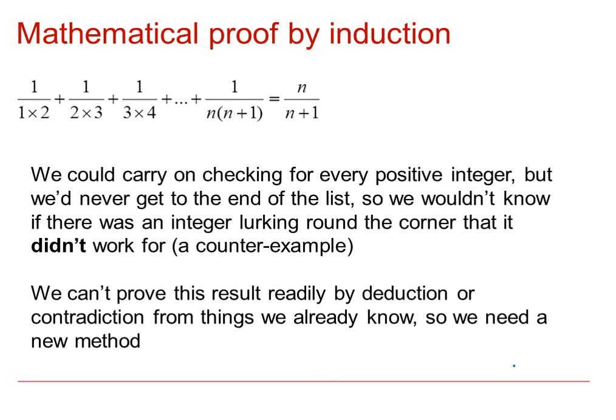So we suspect that the sum of this series is n over n plus 1. We could carry on checking for every positive integer, but we would never quite get to the end of the list, so we wouldn't be absolutely sure that there isn't a counterexample that doesn't work. We can't prove this result easily by deduction or contradiction, so we need to consider a new method.